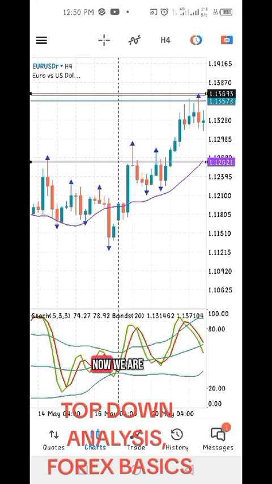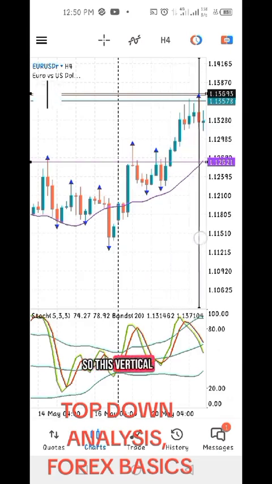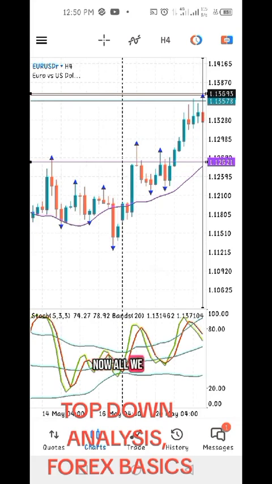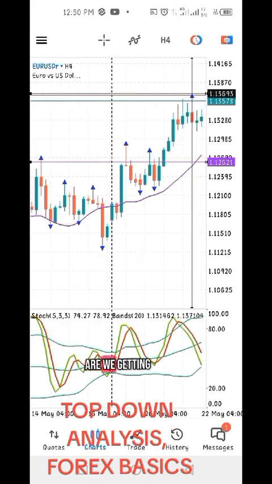Now, we are going to draw a vertical line. This is our vertical line. You click on it. So this vertical line, let's say this is the current candle. This red candle is the current candle. Are we getting it now? Then you put it on that red candle. Now you have done that, right? Now, all we are after is that we want to sell, but we must have a confirmation before we sell. Have we gotten this now?